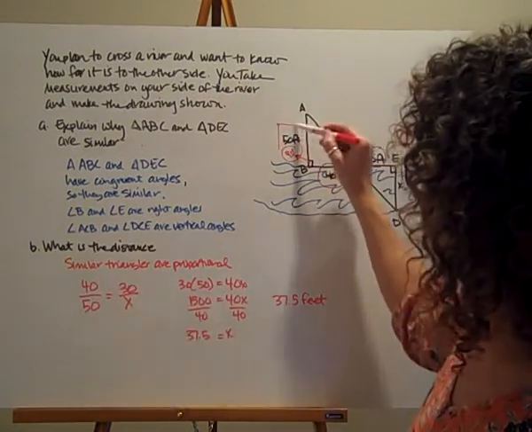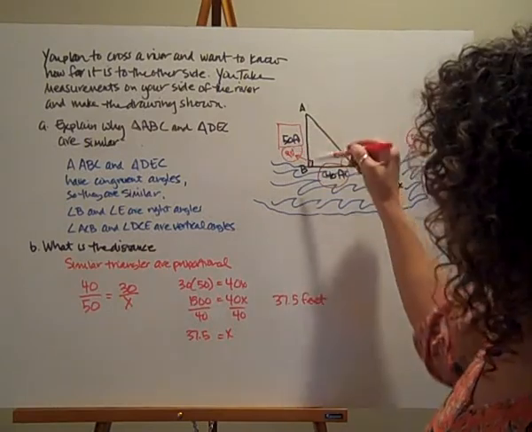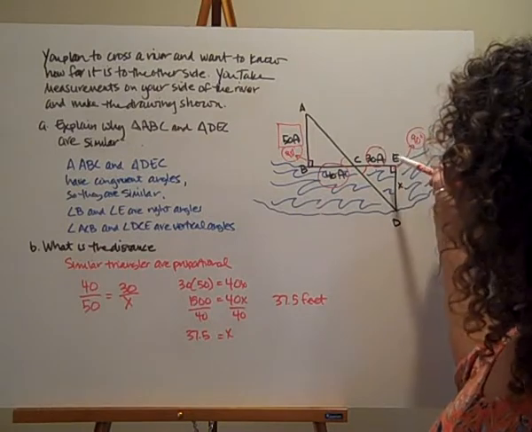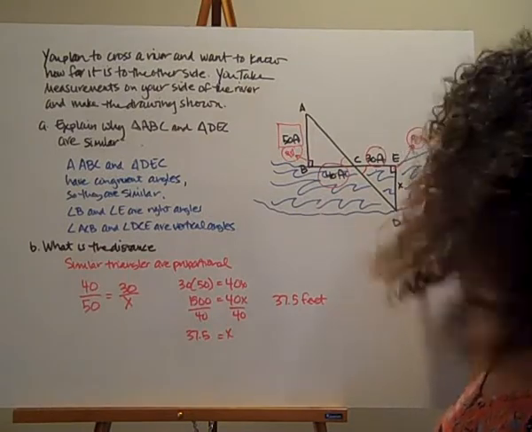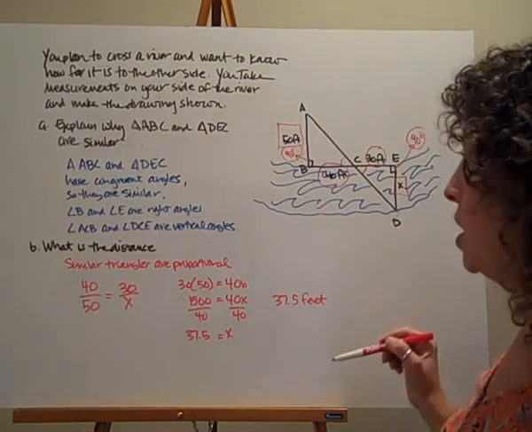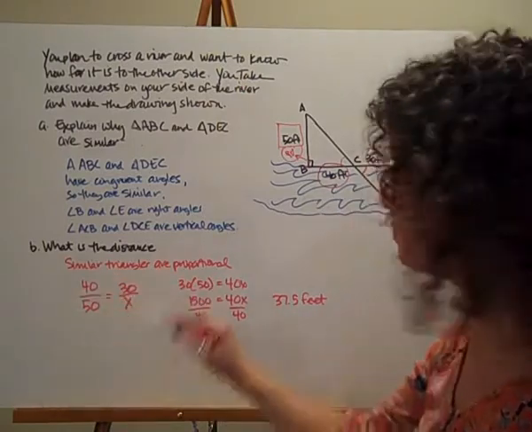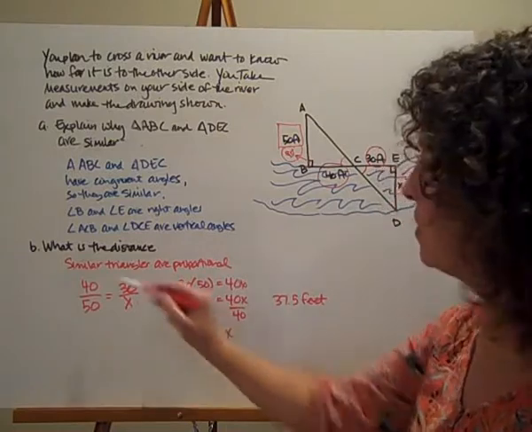And then my 50 is between my right angle and that unknown angle. And x is between the right angle and the unknown angle. So these two match up. So those I'm going to put in my denominator. So there's my proportion. Now I'm going to set up my equation from that using cross products.